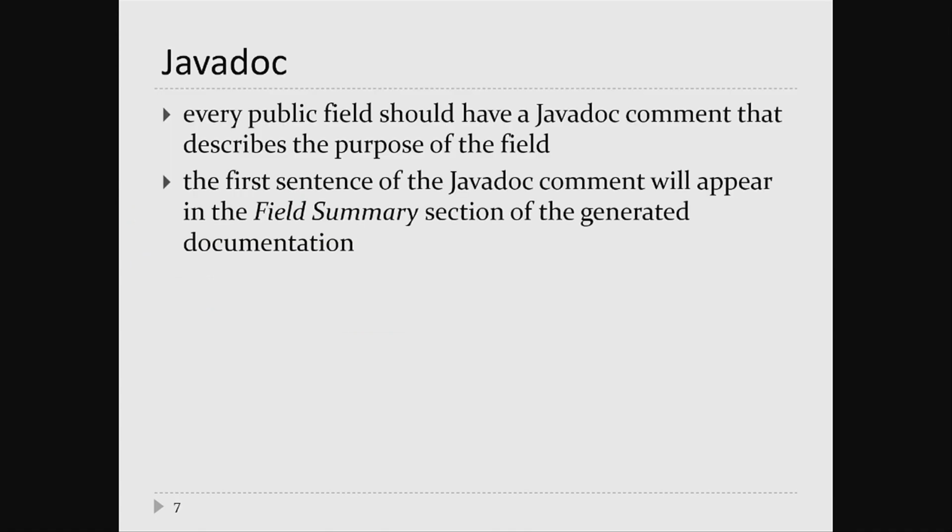Okay, so you should document your class. Then, if you have any public fields, you should document those as well. Basically, you want to document anything that's public inside your class. If it's private, you don't have to document it, and you can tell Javadoc not to generate the documentation for it. But if it's public, you should document it, because anything that's public is meant to be used by someone else. Again, the first sentence of your Javadoc comment appears in the summary section.